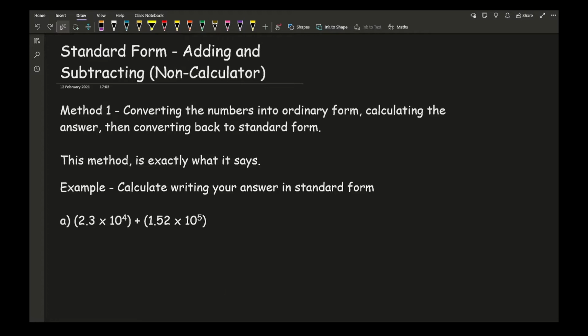So the first method we're going to look at is basically converting the numbers into ordinary form, calculating the answer, and then converting back to standard form. Now, in terms of the title, there is no official title for this method. It's basically exactly what it says on the tin. So I'm going to talk you through how we do this, the steps and things to look out for.